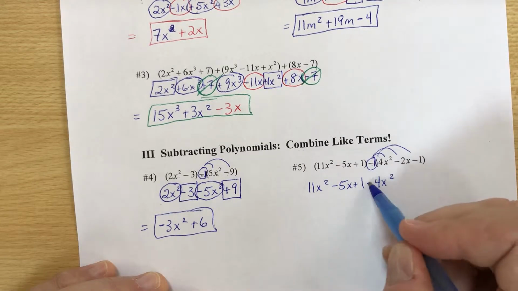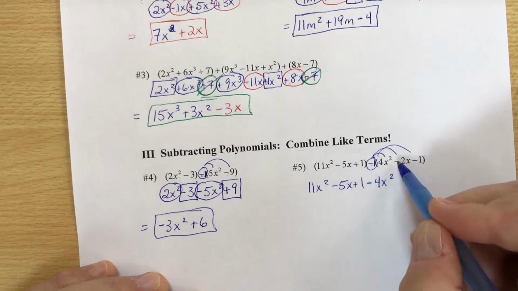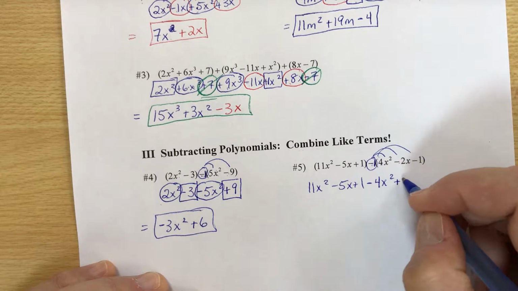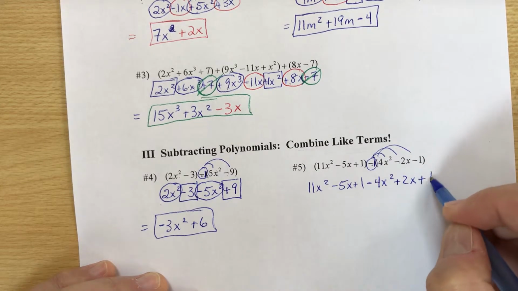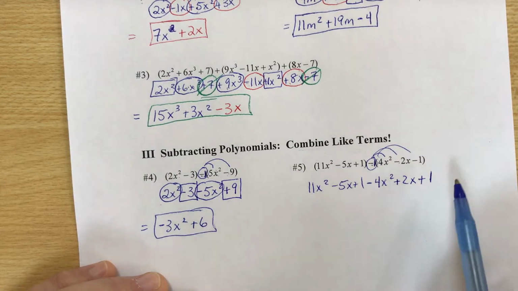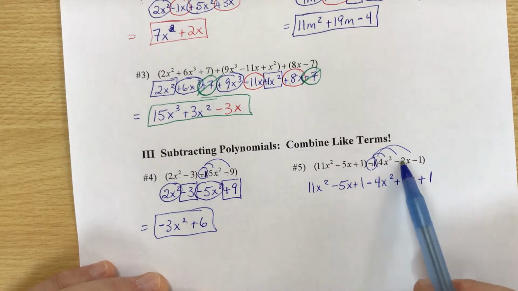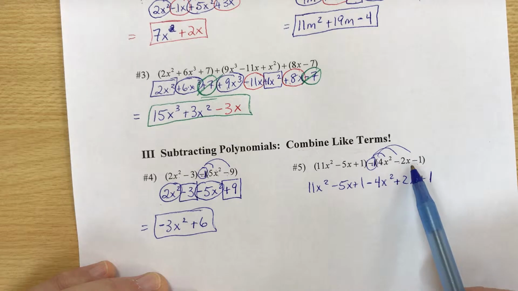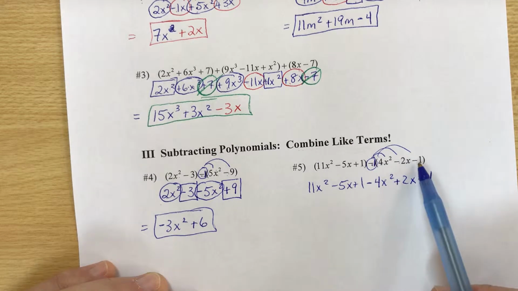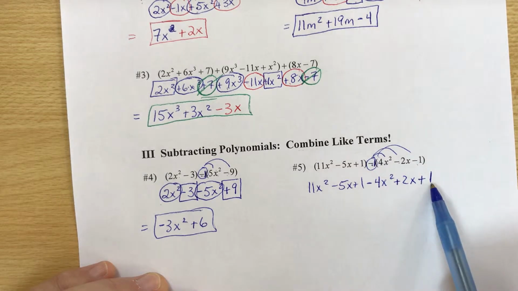So that becomes negative 4x squared. Negative 1 times negative 2x becomes positive 2x. Negative 1 times negative 1 is 1. The other thing you have to remind yourself here is that we are multiplying this. Negative 1 times negative 1 is not negative 2. Okay? Negative 1 times negative 1 is just 1.